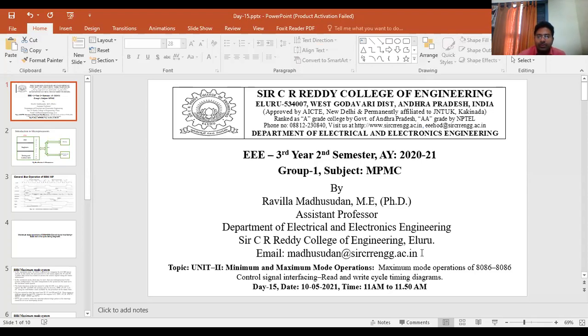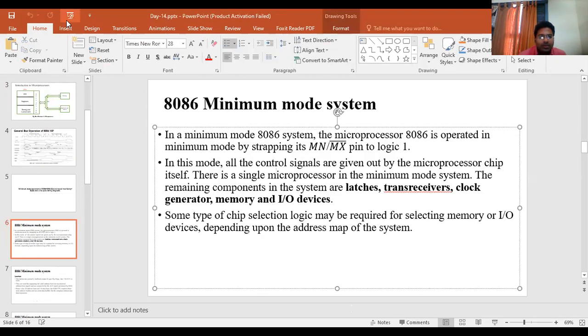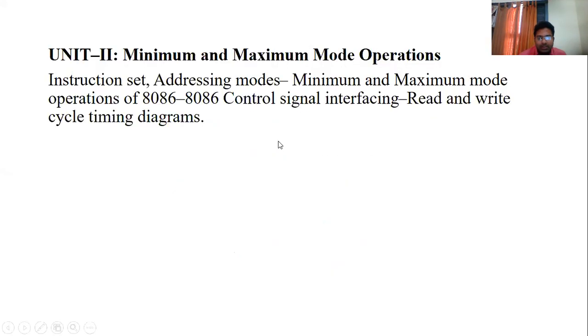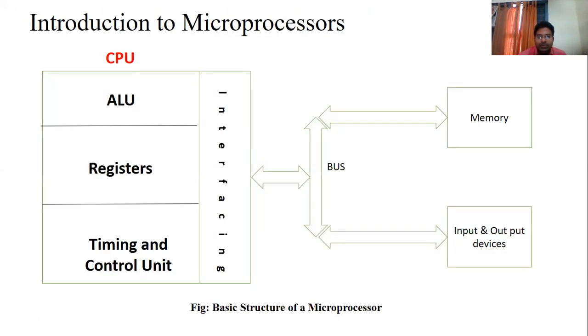Before going to that, once again we will see what we discussed in the last class. In the last class, we already discussed the minimum mode operation of the 8086 microprocessor. You see this once again. You know the CPU as well as the ALU. Here we are going to interface the memory as well as the input output devices.